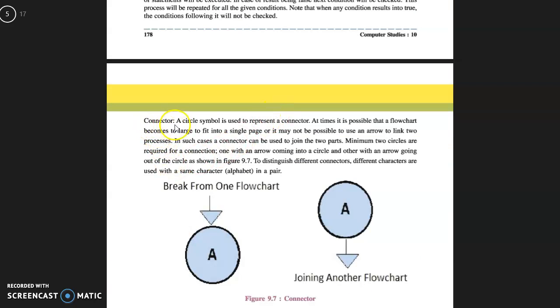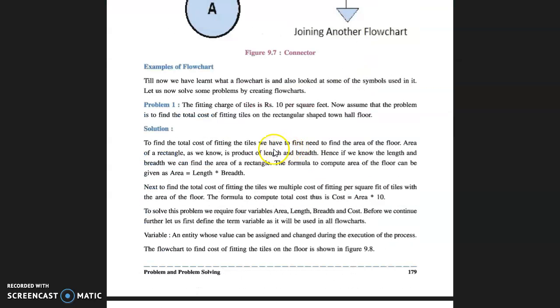Connector. A circle symbol is used to represent a connector. Underline this line. If our flowchart continues onto the second, third, or fourth page, at that time we continue it with a connector. This is the end of the first page and this is the start of the second page. It breaks from one flowchart and joins another flowchart. At times it is possible that a flowchart becomes too large to fit in a single page, so we use a connector.